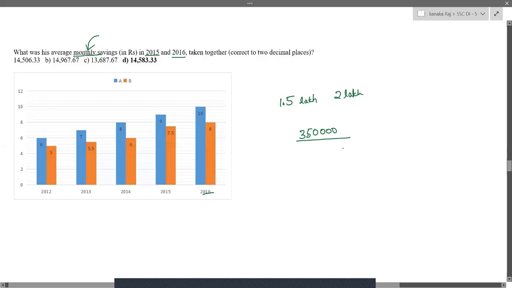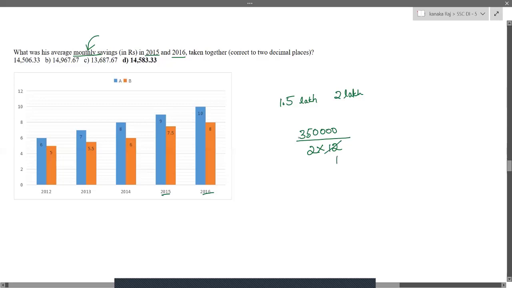What is the number of observations here? Generally, the mistake students make is they take the number of observations as 2 because it is for 2015 and 16. But that is wrong because we are calculating average monthly salaries. So it should be 2 into 1 year as 12 months. So it is 2 into 12. Now if I solve this, what do I get?